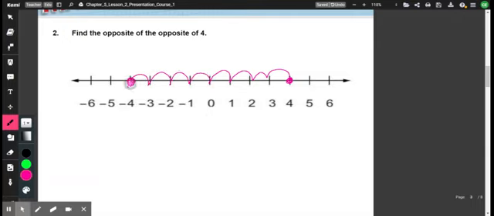So that means that -4 will be the opposite of 4. Like the last example we did, if it was a positive, we are going to change it to a negative. If it is a negative, we're going to change it to a positive. So the opposite of a positive will be a negative, and that means that -4 will be the opposite of +4.